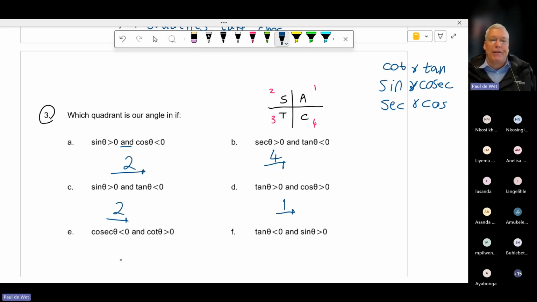Cosec negative and cot positive? Someone is telling me online, quadrant 3. Are they right? Yes, they are right. Well done. What about tan negative and sine positive? Quadrant 2.